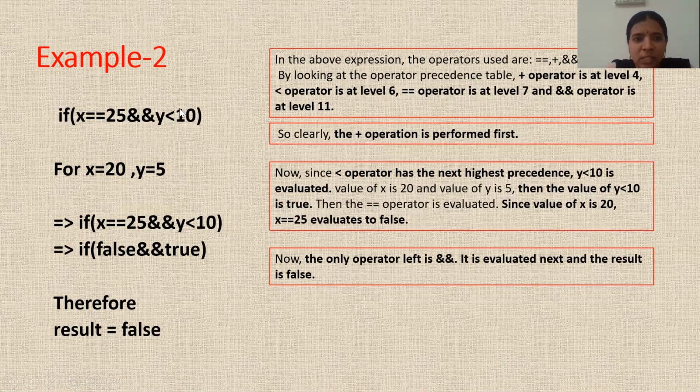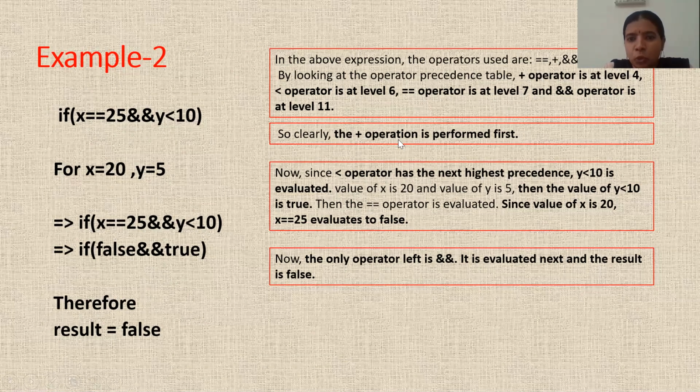Let's now check out the next expression. That is, if x == 25 and y < 10. How do you do it? For x is 20 and given y is 5, how do you solve it? Okay, it says (20 + 5 == 25) && (5 < 10). In the above expression, these are all the operators used. So plus is at level 4, less than is at level 6, is equal to is at level 7, and ampersand, logical and, is at level 11, rank 11.